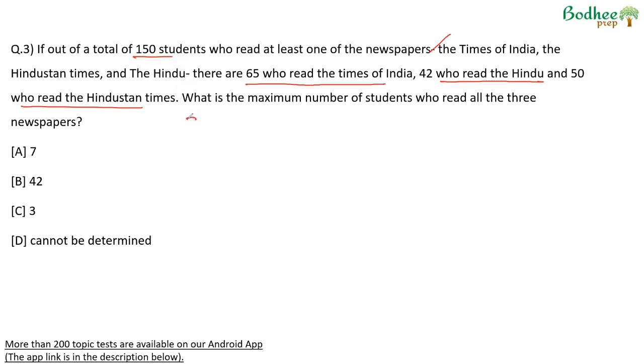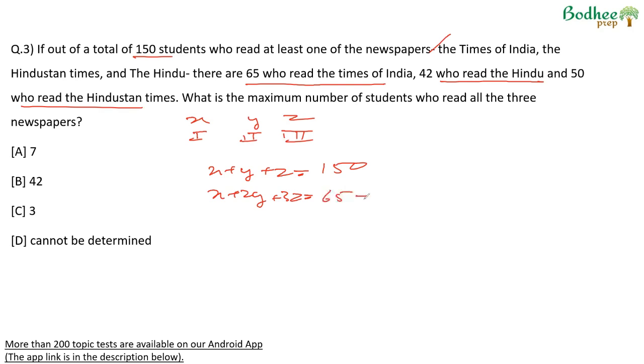So here we can say X, Y, Z are the number of people who read exactly one, exactly two, or exactly three newspapers respectively. X plus Y plus Z will be the number of people, which is 150. X plus 2Y plus 3Z will be the total number of people counted individually, that is 65 plus 42 plus 50. Therefore, X plus 2Y plus 3Z will come out to 157.